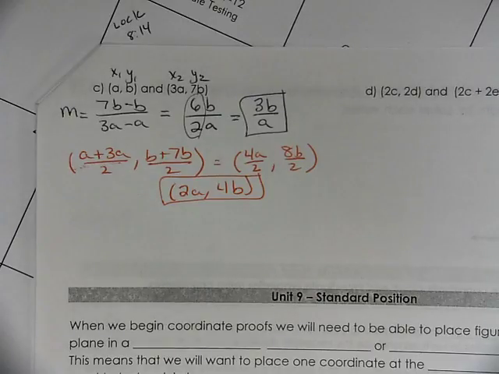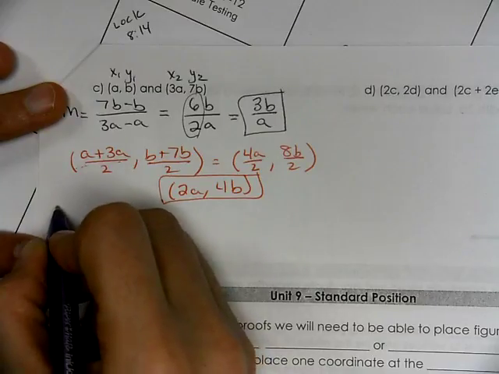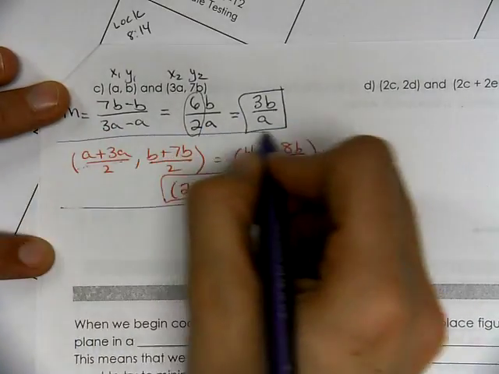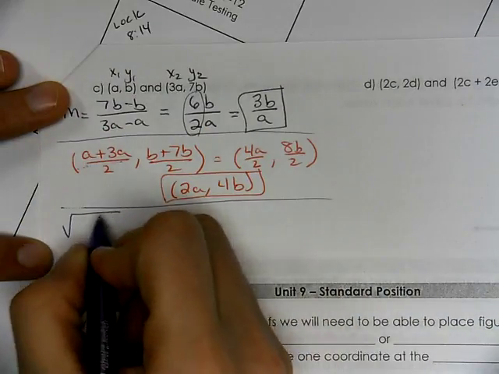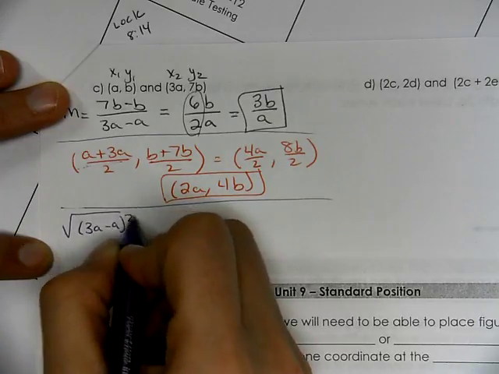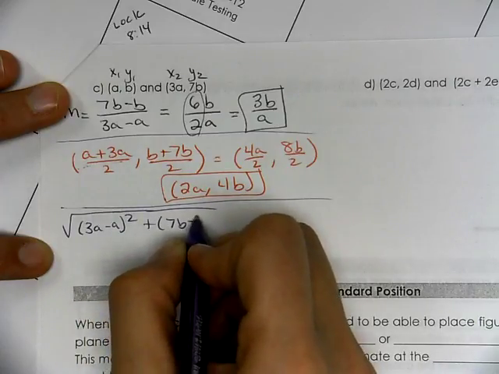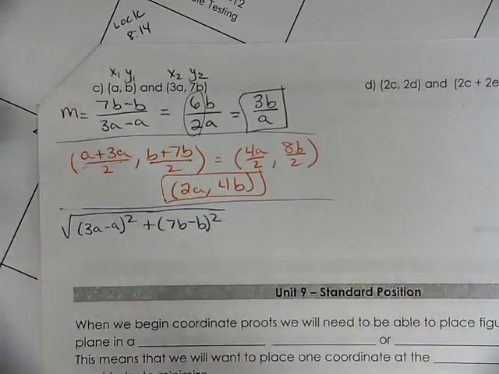So it's taking something you already know how to do, distance, midpoint, slope, and adding a little bit more difficulty. Because that's the way math works. Okay, last one, distance. Square root of 3a minus a squared plus 7b minus b squared.